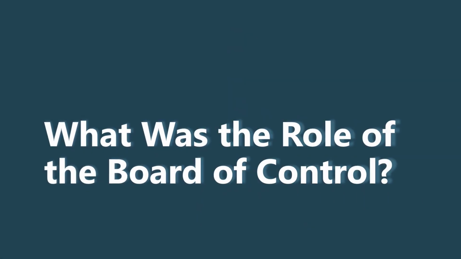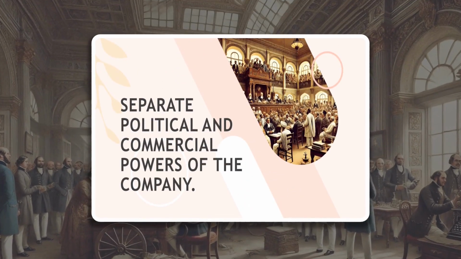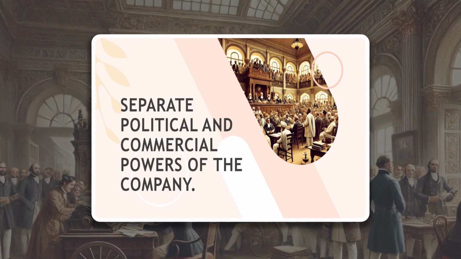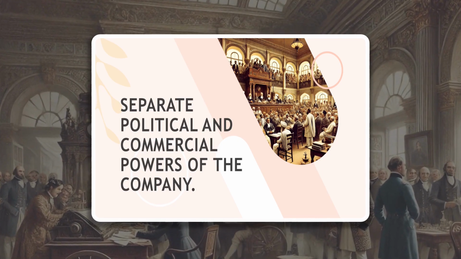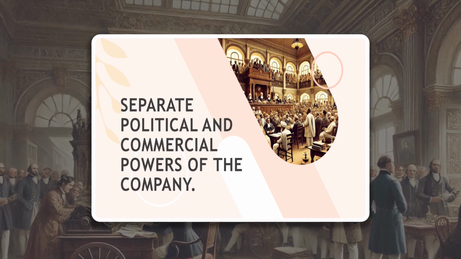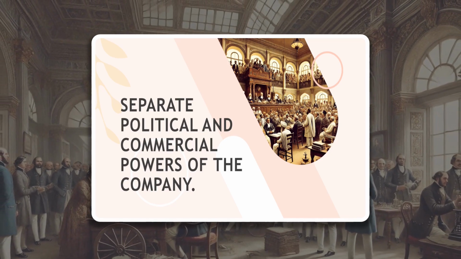What was the role of the Board of Control? The creation of the Board of Control was one of the most important elements of the Pitt's India Act. It was meant to separate the political functions of the East India Company from its commercial interests. This meant that, while the company still had control over trade, it no longer had the authority to make political decisions in India without oversight.